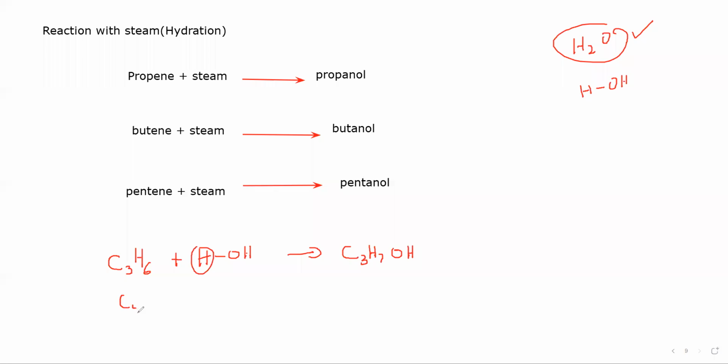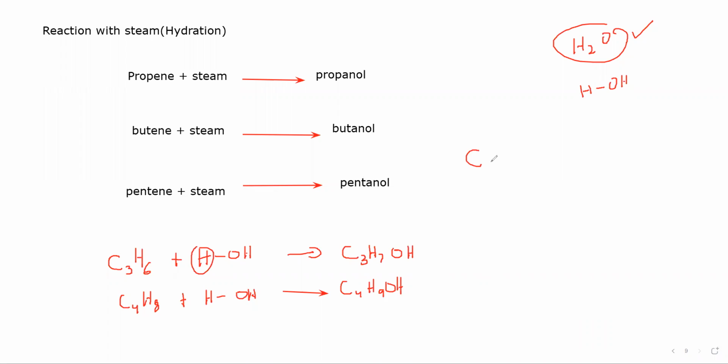In the same way, if you write C4H8 plus H2O, or HOH, what will be the product? Look, 4 carbons are already there. Then 8 plus 1, as this hydrogen is added, makes 9. And then OH is there as it is. So it will become C4H9OH.